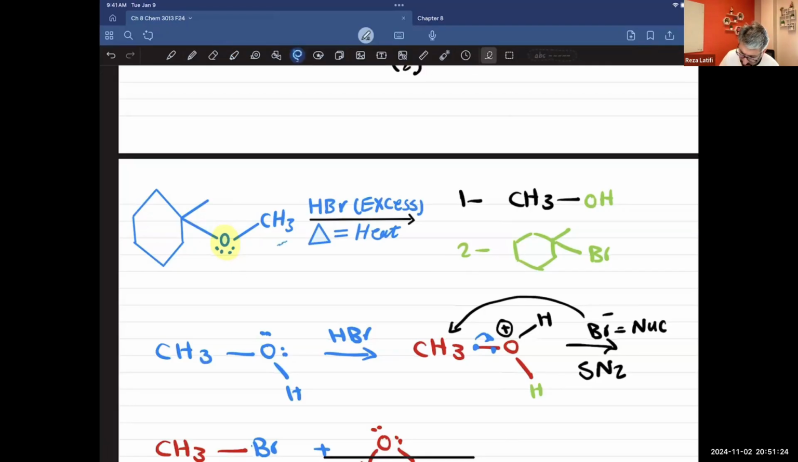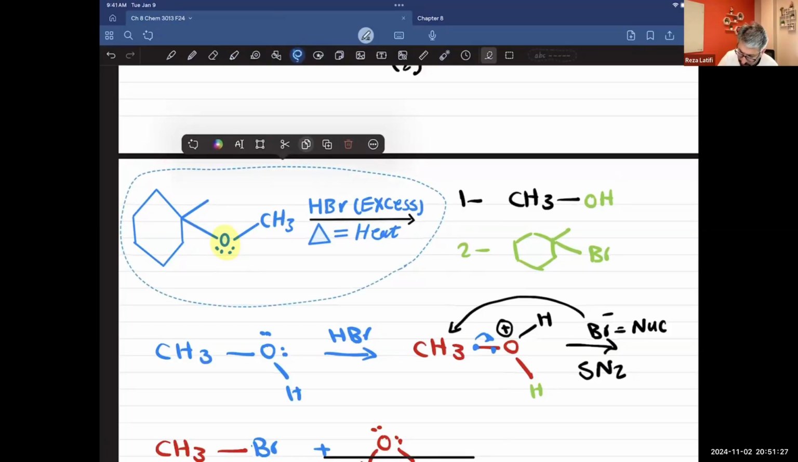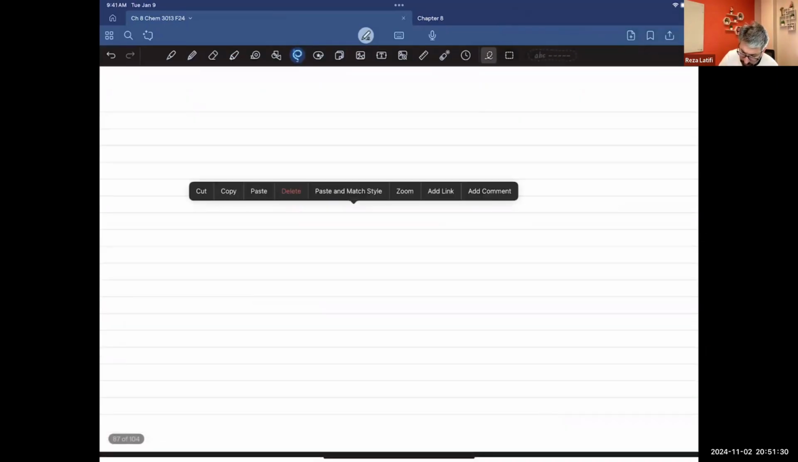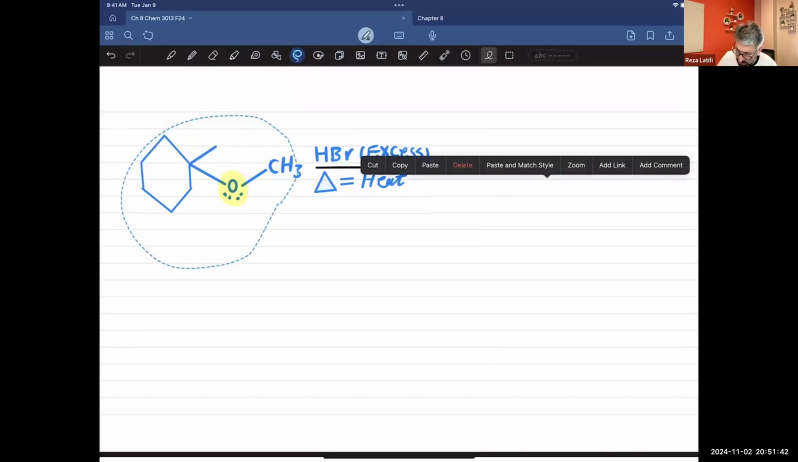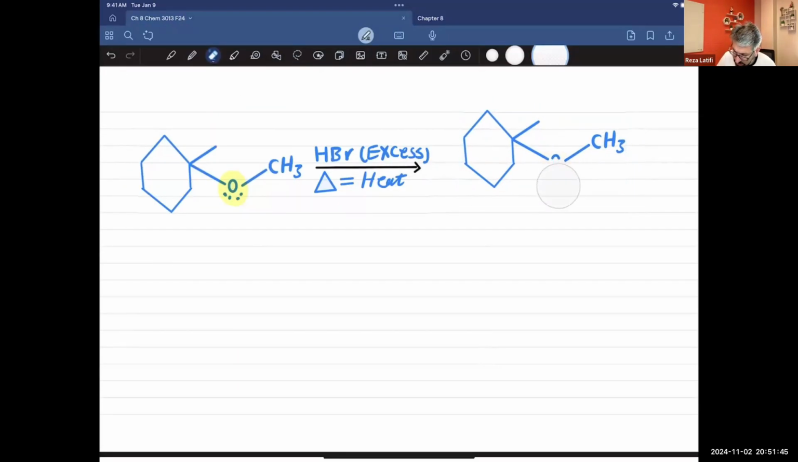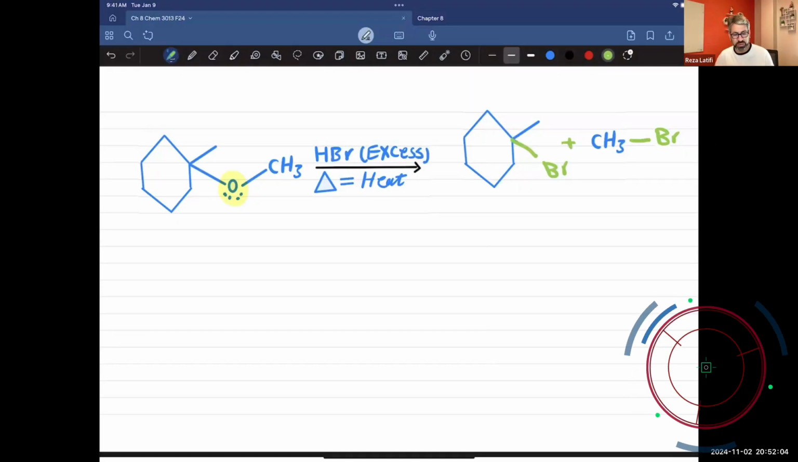So let's write the final product. The final product will be this. We're going to take this compound, and we will erase the oxygen atom from both sides. Then we will have bromide attached to both of them. So that's going to be the final product when you have excess of the acid. Okay, and this is going to be the end of this lecture, and thank you very much.